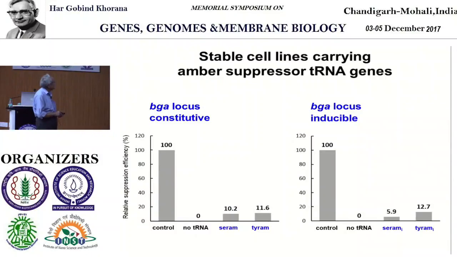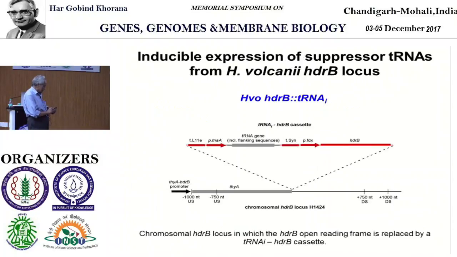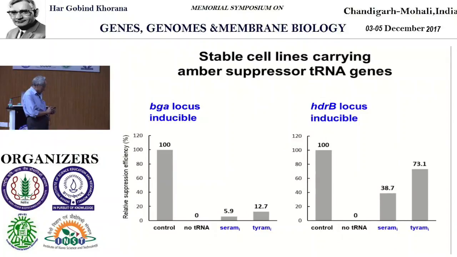Now the interesting thing is that the level of expression of the tRNA depends very much on the site on the chromosome where we are expressing it from. If we use the beta-gal locus and look at amber suppressors derived from serine or tyrosine, you get similar levels of suppression, inducible or constitutive, about the same. But if we go into another locus, the hydro B locus, we get substantially increased amounts of suppression compared with the beta-gal locus.